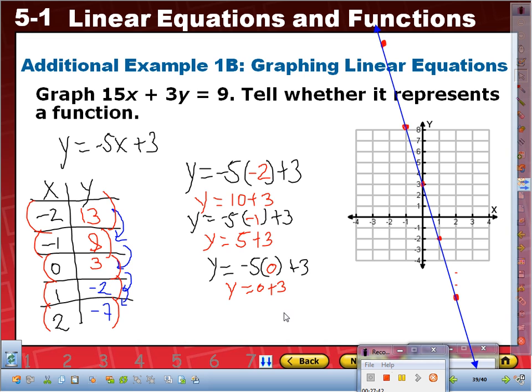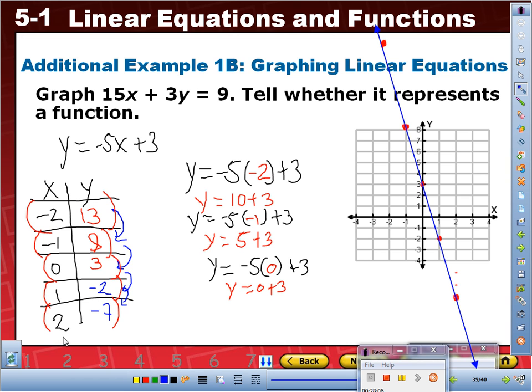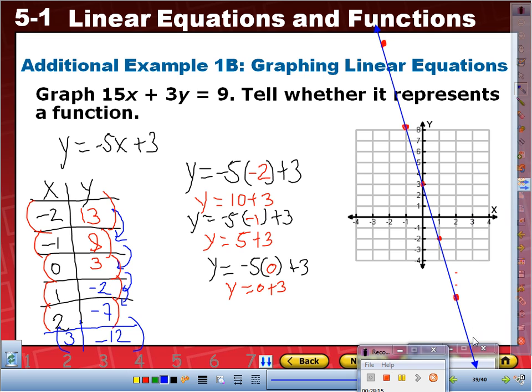All right, so let's see. So step 1, did we solve for y? Yes. Step 2, did we write an input-output table? Yes. Did we plot our points? Yes. Graph our function? Yes. Step number 5, tell whether a point is on the line. So what point did you discuss? 3, -12. So let's see if that's on the line. Yep, it is on the line. And the question, tell whether it represents a function. Is it a function? Yes. Function. Okay.